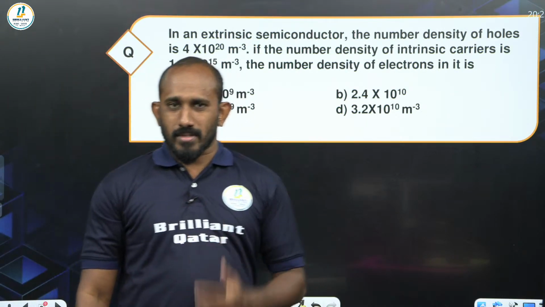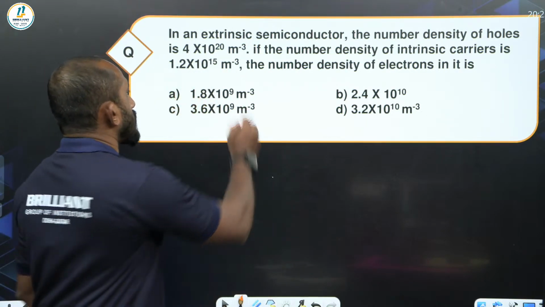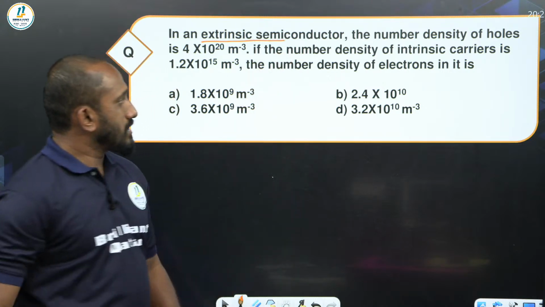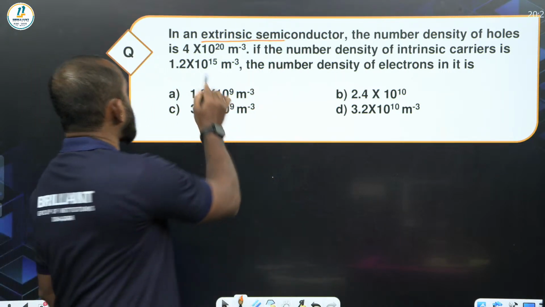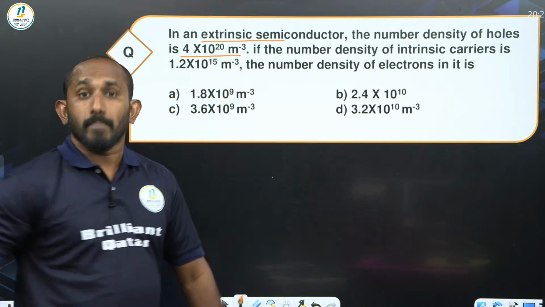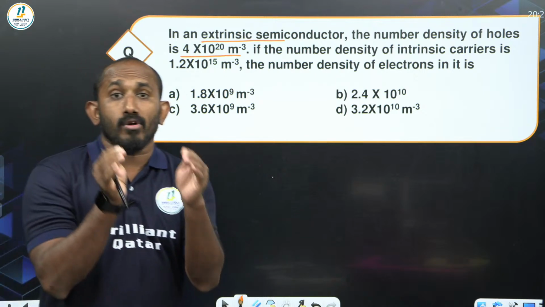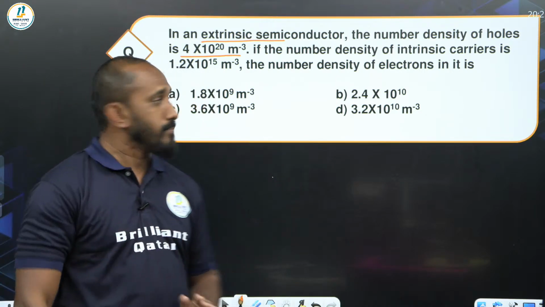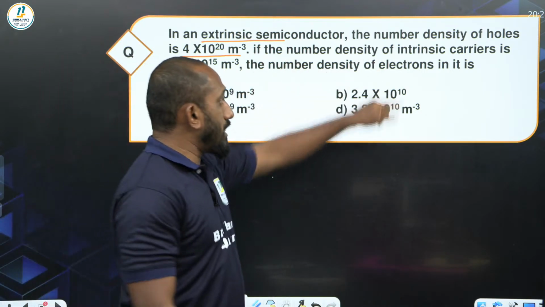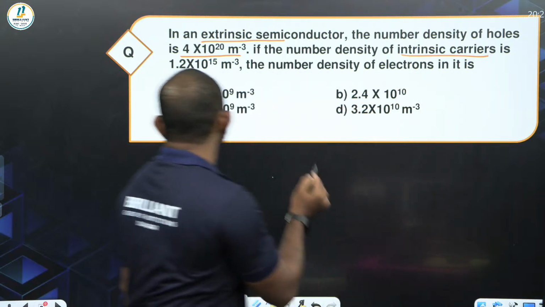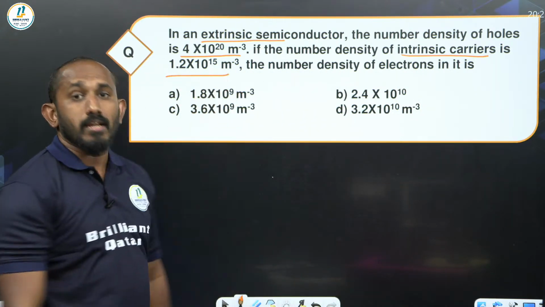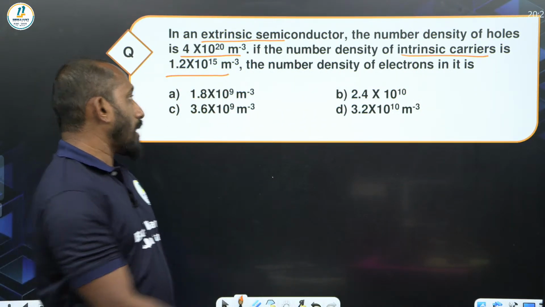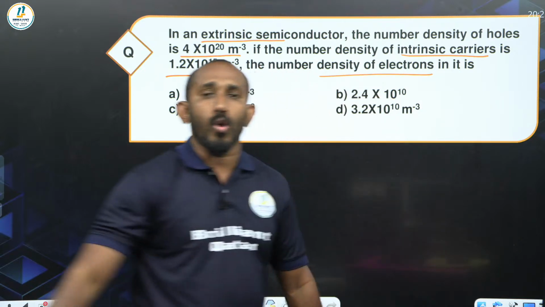Again from the semiconductor chapter. In an extrinsic semiconductor, the number density of holes is 4 into 10 raised to 20 per meter cube. Number density means the number of charge carriers per unit volume. If the number density of intrinsic carriers is 1.2 into 10 raised to 15 per meter cube, then the number density of electrons is how much?